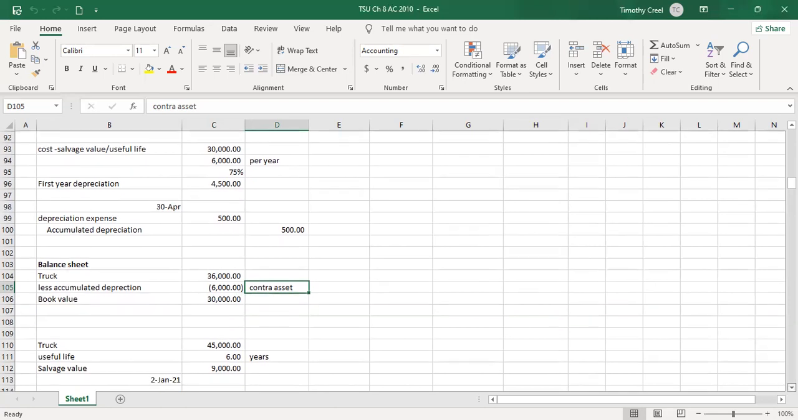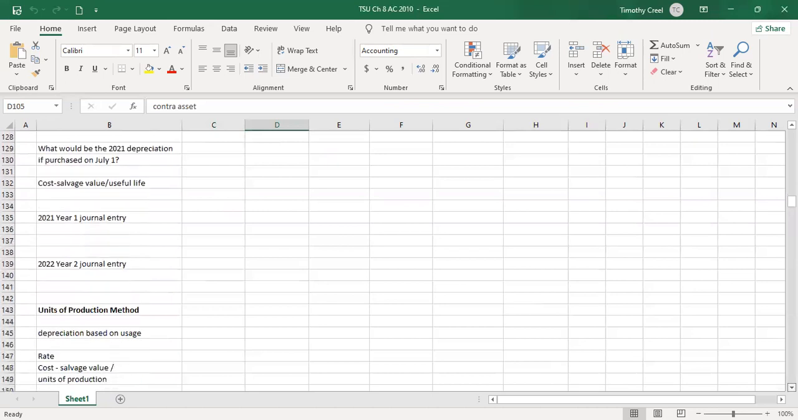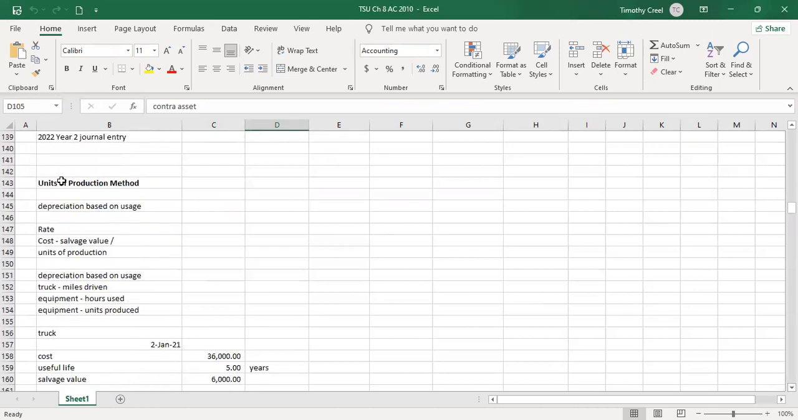Now, let's look at another method. Let's look at the units of production method. Now, units of production is different than straight line. Units of production is depreciation based only on usage. And the first thing you want to do is find the rate. And the rate would be the cost minus the salvage value divided by the total units of production that you're going to make. Now, again, it's depreciation based on usage.